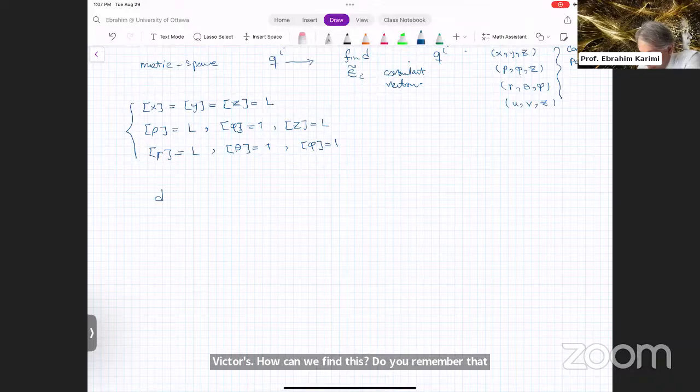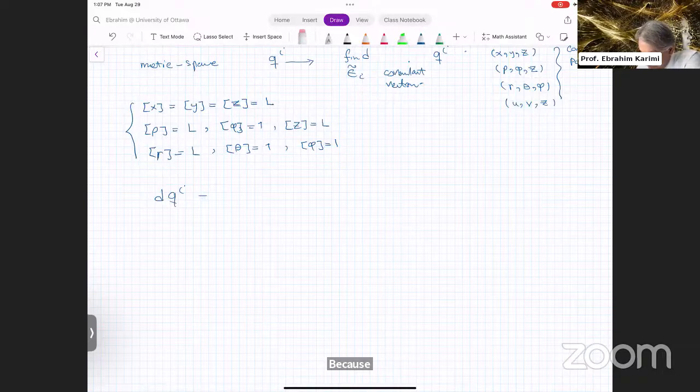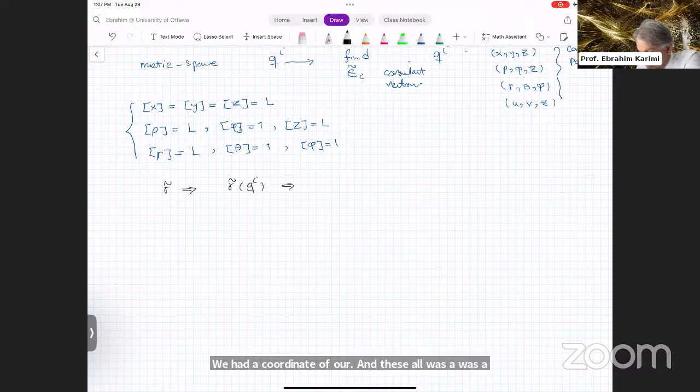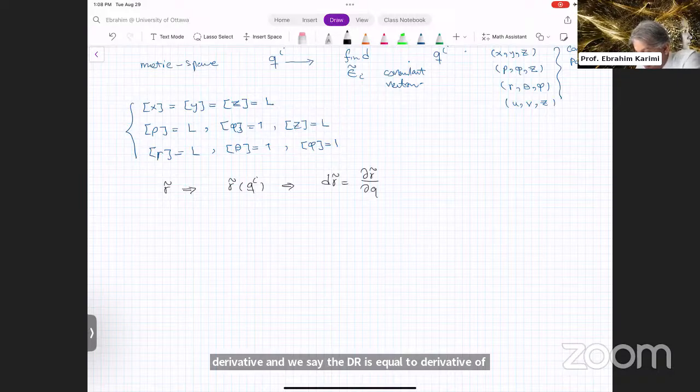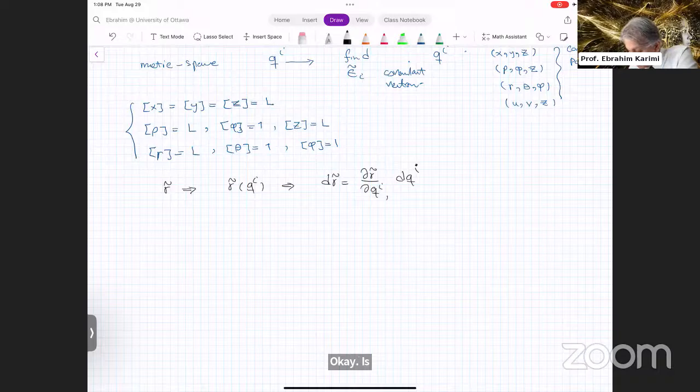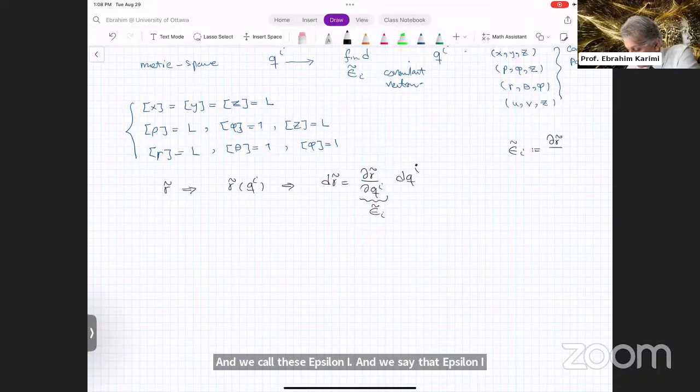Do you remember what the dqi is? We had a coordinate r, and this r was a function of qi, and then we took the derivative, and we said that dr is equal to the derivative of r with respect to qi, times dqi. Is that clear? That was the chain rule. Fantastic. And we call these epsilon I, which we determine as the derivative of r with respect to qi.